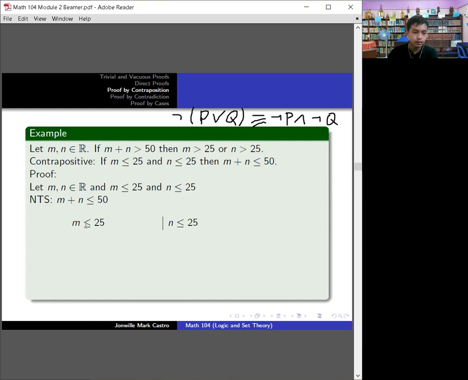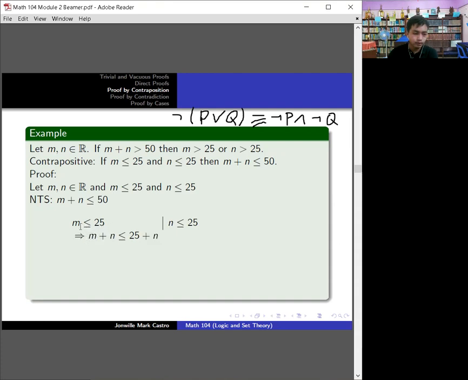So m is less than or equal to 25. Kapag nag-add tayo ng n, magkakaroon tayo ng m plus n is less than or equal to 25 plus n. So we add n both sides. Tapos kay n less than 25 naman, mag-add tayo ng 25 both sides. Okay?